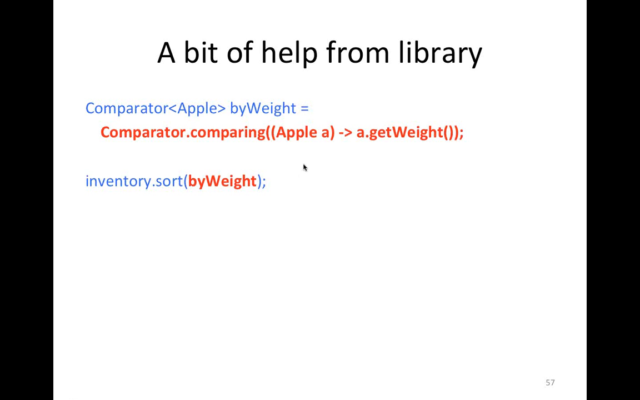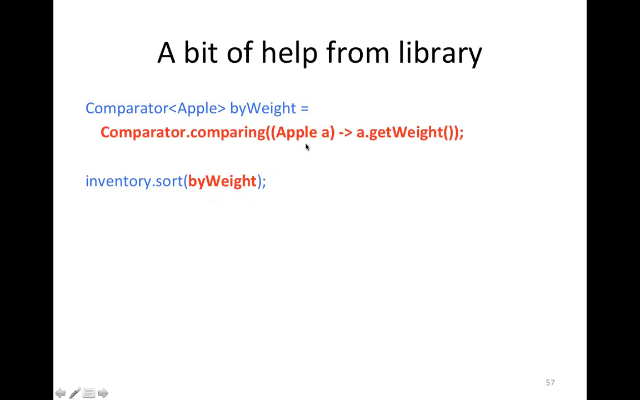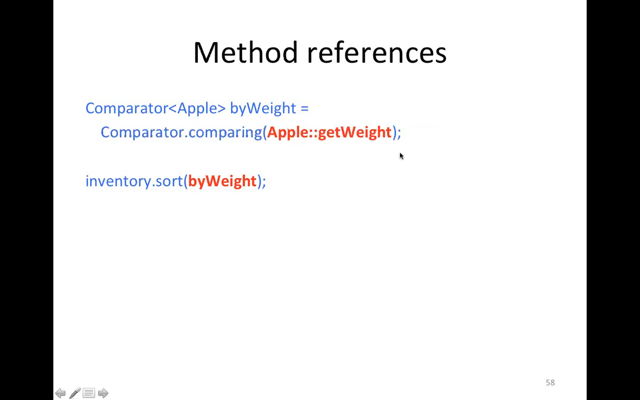So code is looking much more concise. This is awesome. Can we do even better? Well, I described method references earlier, and we can actually rewrite the previous Lambda expression, so taking an apple and returning its weight, by just passing the getWeight method directly inline to the comparing. And this is what this code shows.